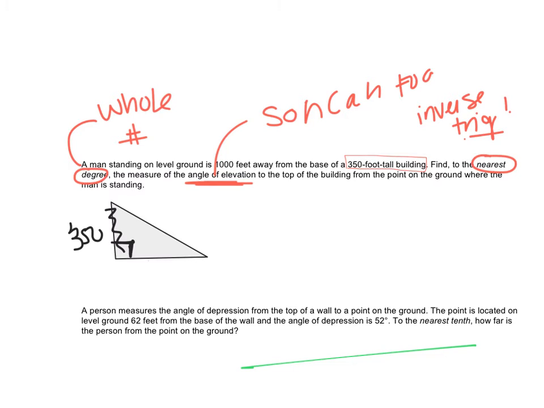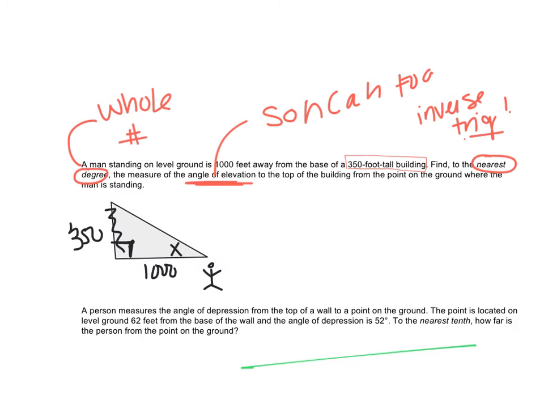We want to find, to the nearest degree, the measure of the angle of elevation. What I like to do is always put my angle of elevation down below. So I put my X there because we don't know what that angle is. We know that the man is standing on level ground, on a flat surface, 1,000 feet away from the 350 foot tall building. So 1,000, and I'll draw a little stick figure for my man.